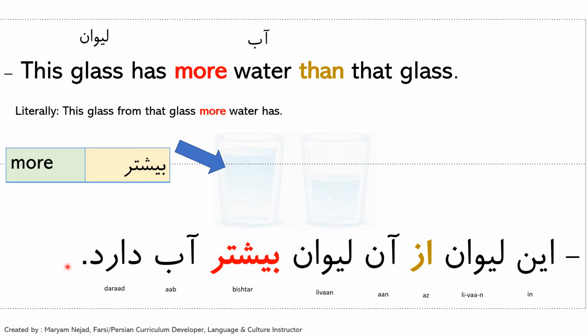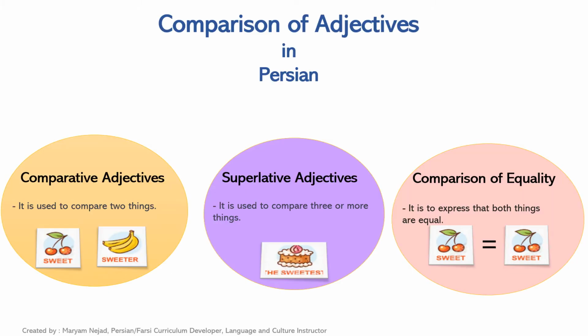The informal of the sentence is آن becomes اون and آب دارد becomes آب داره. Like the verb دارد becomes داره. So this sentence in informal is این لیوان از اون لیوان بیشتر آب داره. We finished the comparative adjectives. Now we are going to move on with the superlative adjectives.